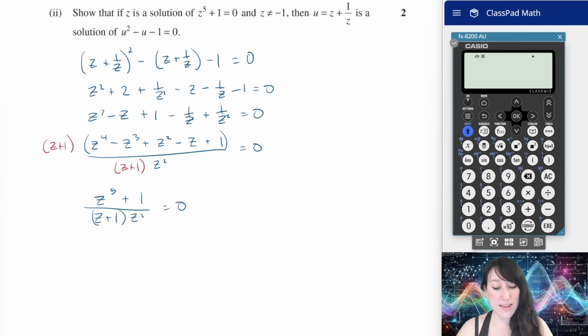Now, we were given that z is a solution to z to the fifth plus 1, where z is not equal to negative 1. And so, since z does make that numerator equal to 0, it is a solution to the original quadratic. And of course, having z plus 1 in the denominator isn't an issue because in our situation, z is not the root negative 1.